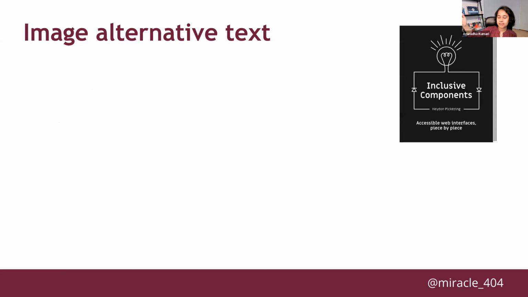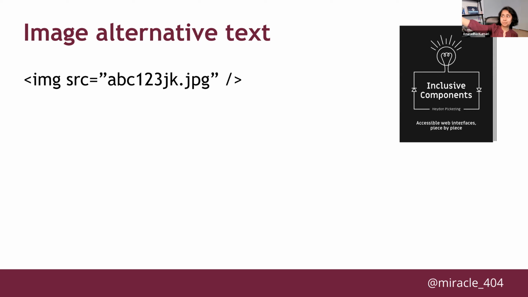For example, let's say on my website somewhere I have this image of this book, which is Inclusive Components by Heydon Pickering. Now, if I use this code with image source equal to some gibberish ID, because this is how it's generated when we fetch it from some server, so this image has this src. If it has no alt, how will it be read by screen readers? There are different screen readers which use different techniques. Some of them skip, some of them just say image, some could read out the source name, and the source name could be a big long hash or something like that. So it makes no sense to the user, and it makes it highly inaccessible.